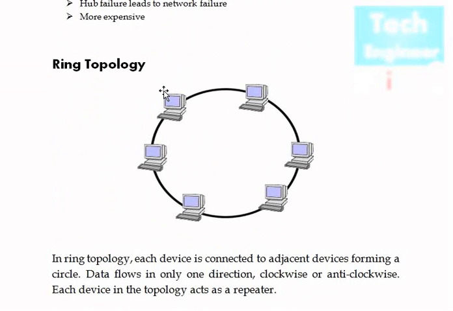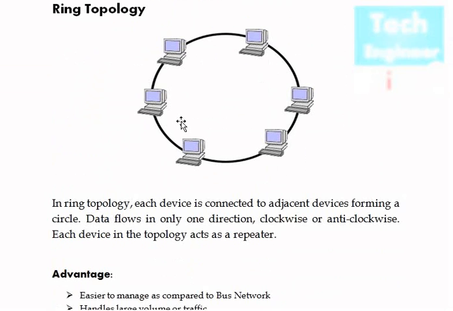Now in ring topology, each device is connected to an adjacent device, forming a circle. Data flows in only one direction, clockwise or anti-clockwise. Each device in the topology acts as a repeater. So it doesn't matter how the data flows from here to here, clockwise or anti-clockwise doesn't matter.